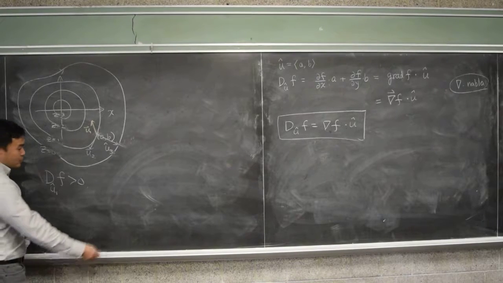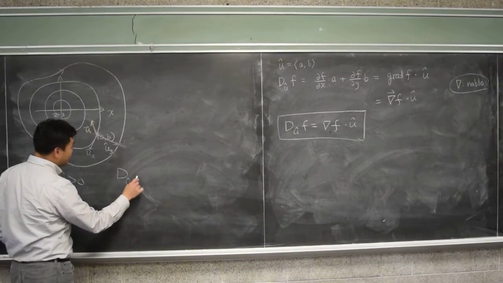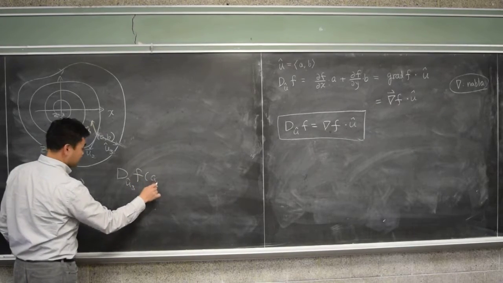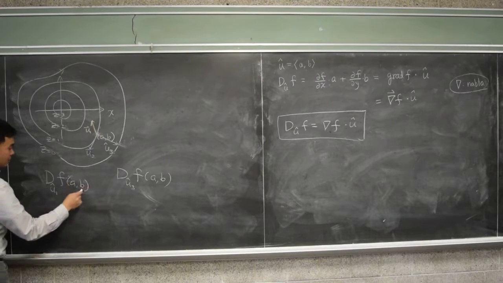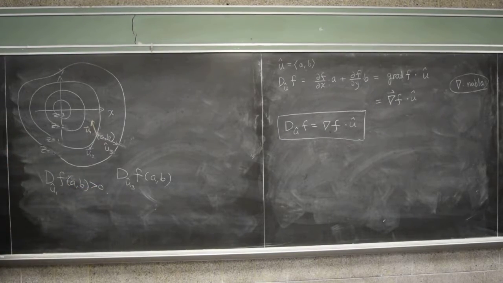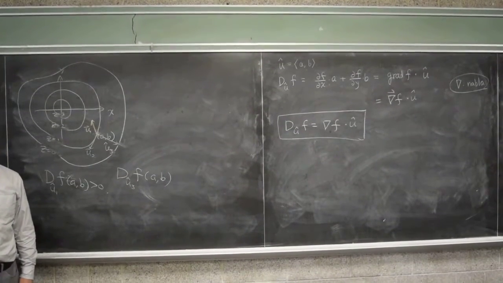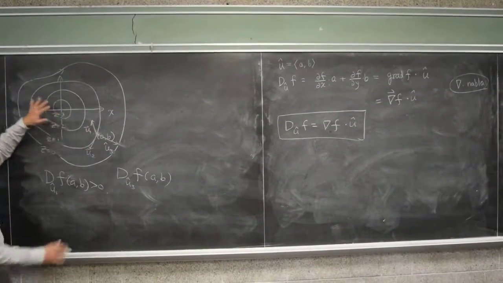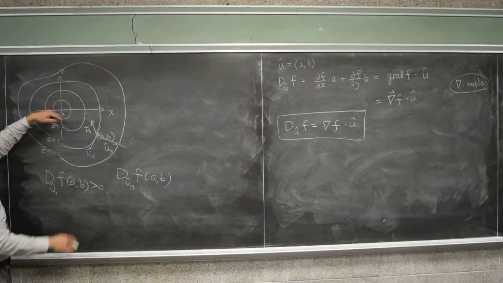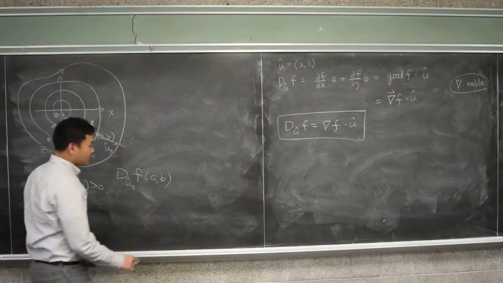Now how about the directional derivative with respect to u3, at (a, b)? What about this value? Negative. It's negative because this is the mountain, and if you go this way, you're going downhill. So it's negative.